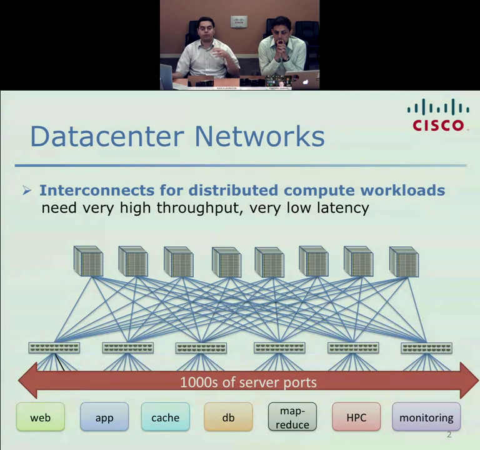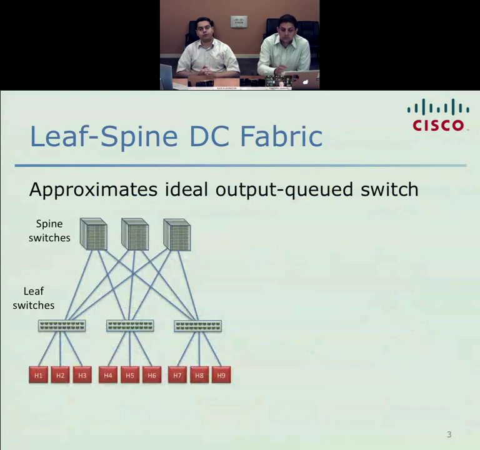Perhaps the most important new architecture that's being widely deployed in the industry is the so-called leaf spine data center fabric design. And the leaf spine design is pretty simple. Basically, you have a tier of leaf switches, typically at the top of the rack, and you have a tier of spine switches. The topology is just a full bipartite graph between the leaf and spine switches, like in this picture. So the leaf spine architecture has a number of very desirable properties.